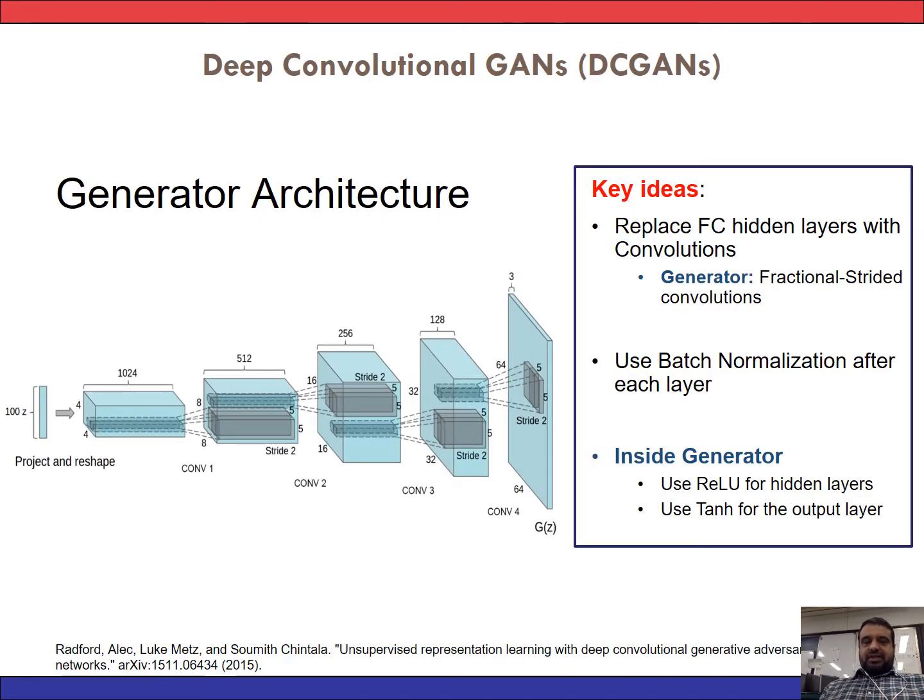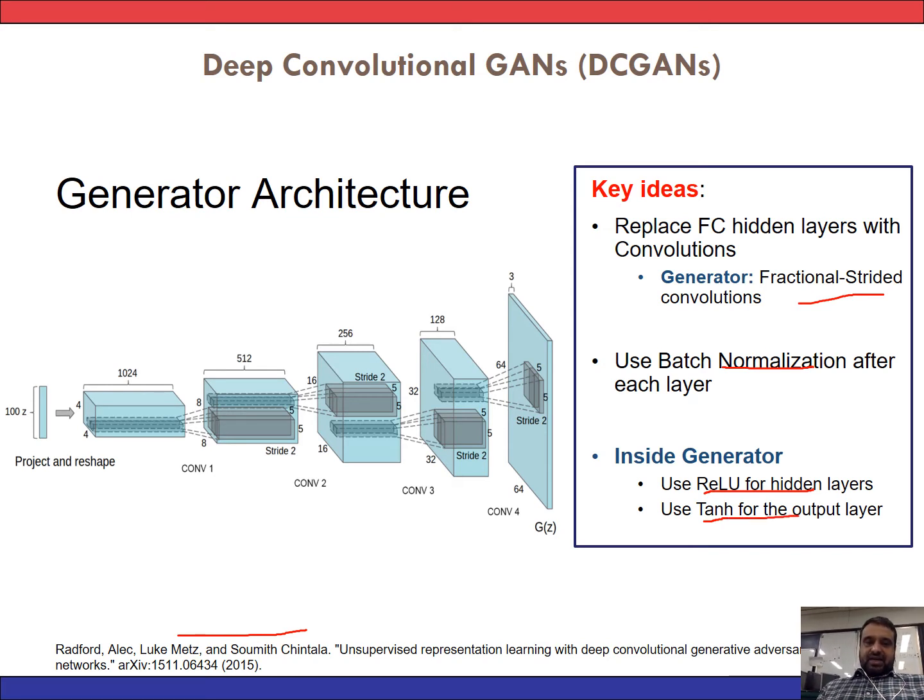So considering that limitation, in another paper that is mentioned here, they converted the vanilla GAN into a convolutional GAN. What they did is they replaced the fully connected layers with convolutional layers, and they used fractionally strided convolution, and also they used batch normalization layers inside the network. And for activation, they used ReLU activation in the hidden layers and hyperbolic tangent in the output layer.